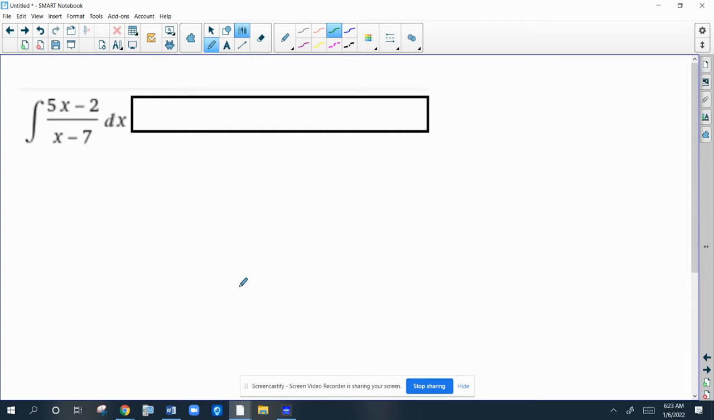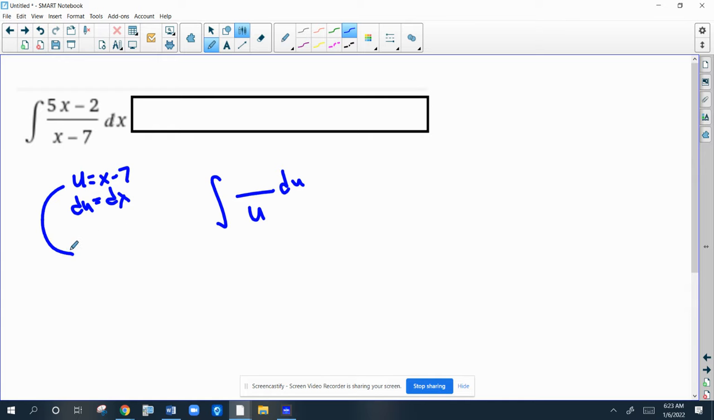Here's another integral. This is a rational function. There's nothing really obvious to do here, I don't think. You could make u equal x minus 7, so du is dx, which would mean you have the integral of 5x minus 2 over u du. So those are the substitutions from our u's.